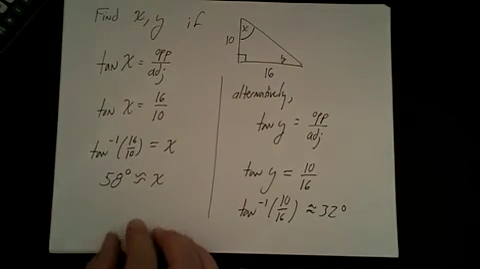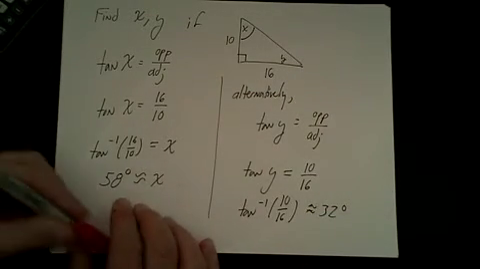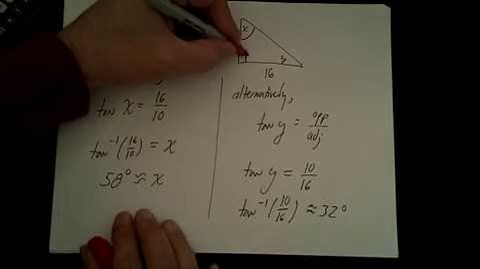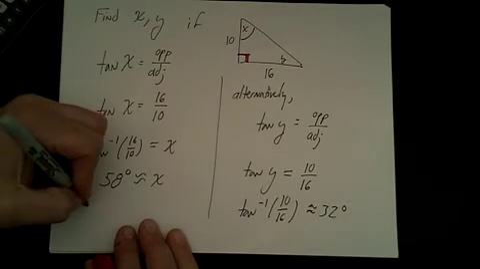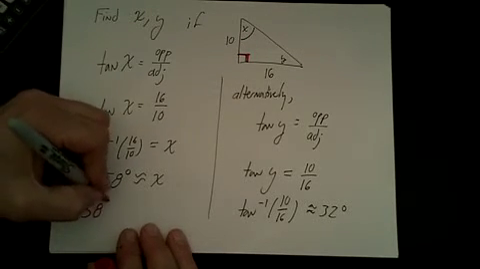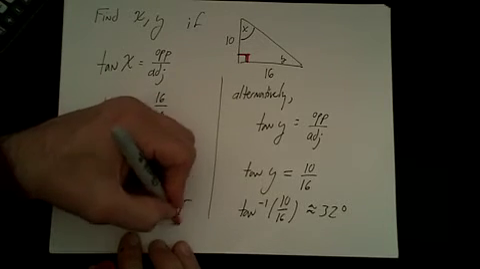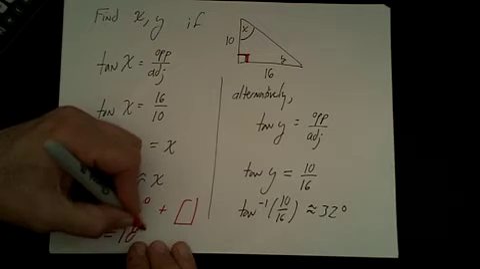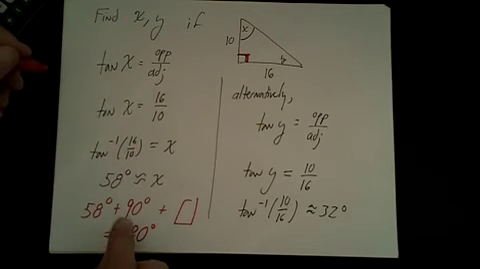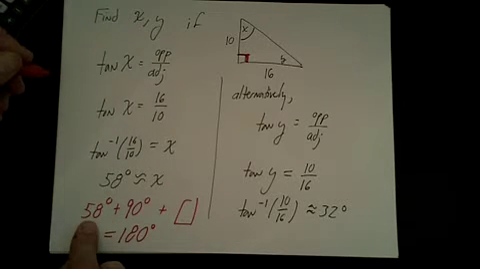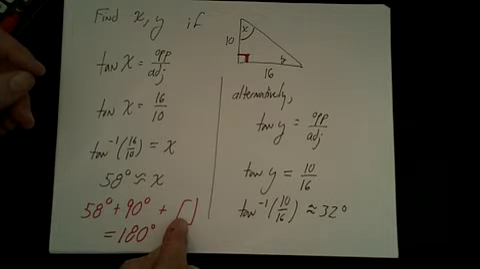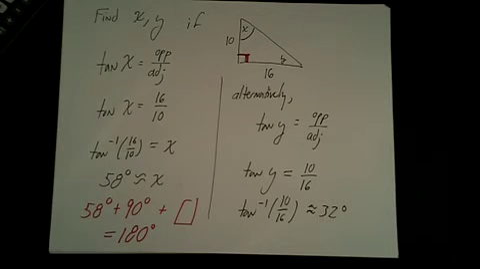It turns out I don't need to do it both ways. Let's say I solve for x and get 58. I already know that I have a right triangle, so if x is 58 and the other angle is 90 degrees, then whatever I have has to add up to 180. 90 and 58 is 148, so the other angle has to be 32. It wouldn't matter.